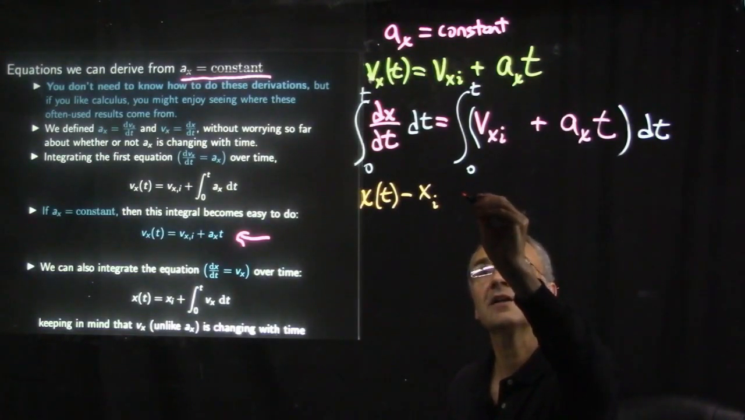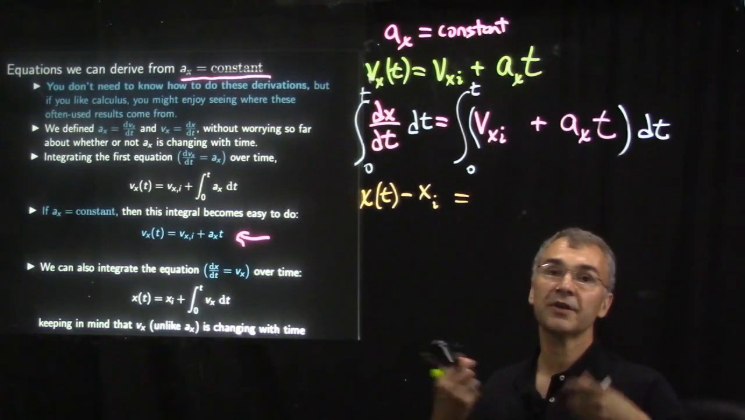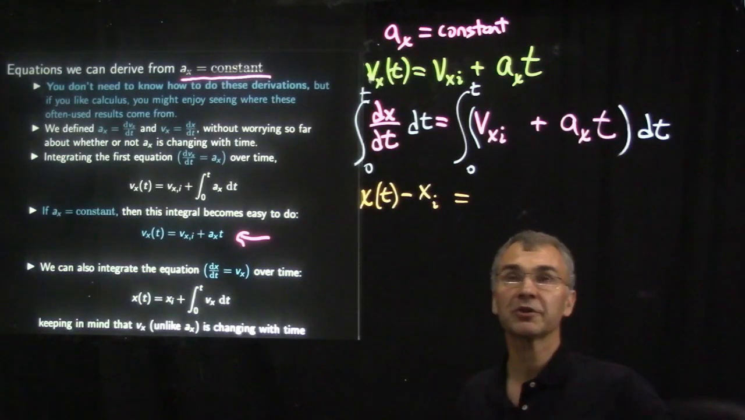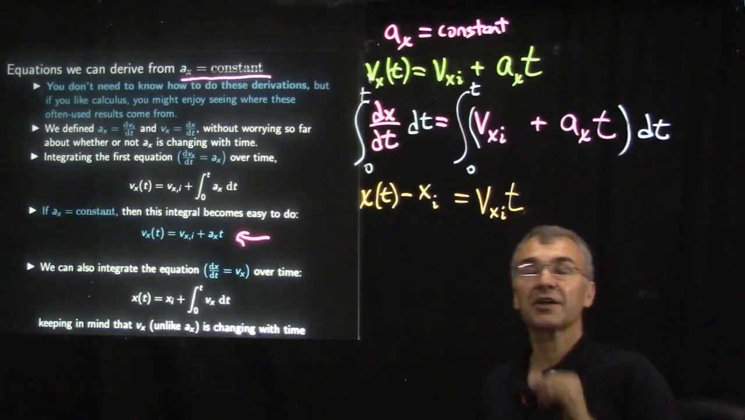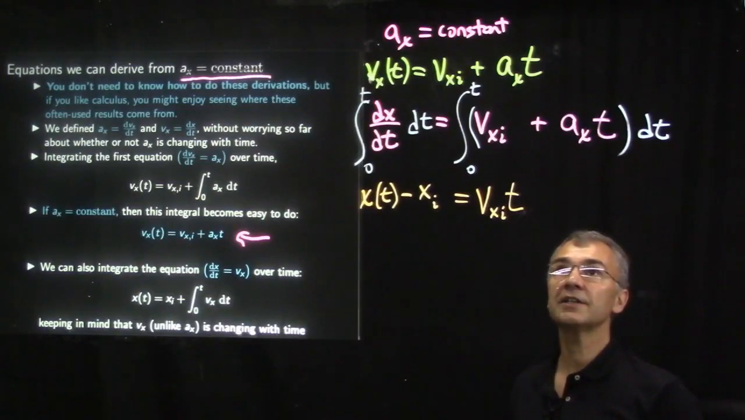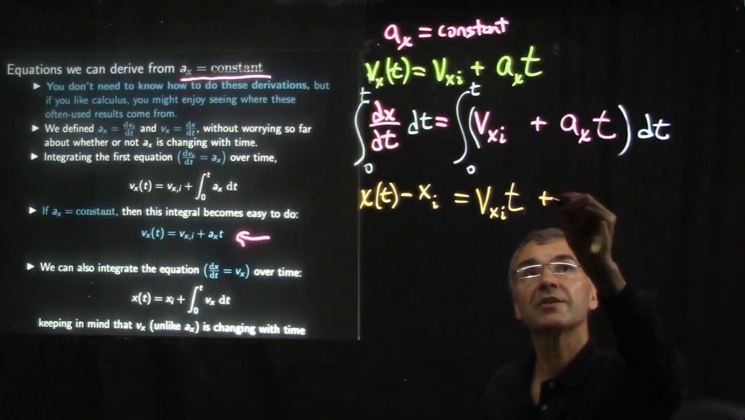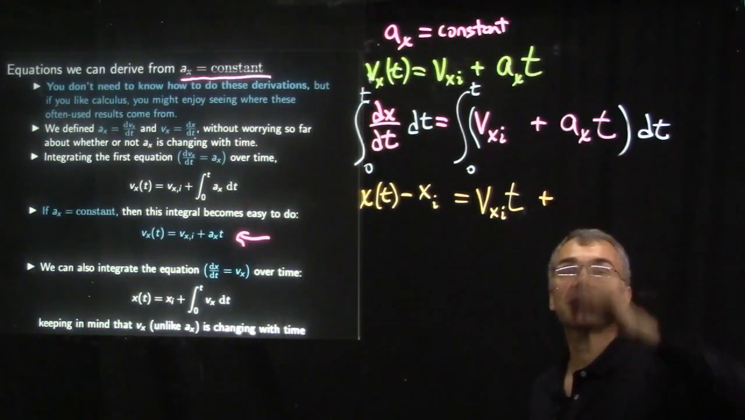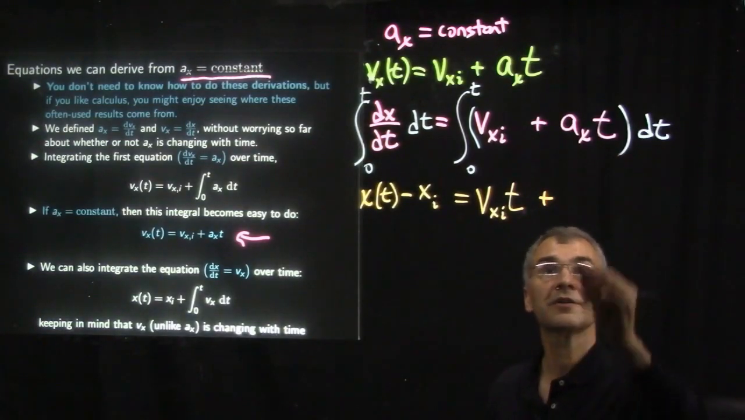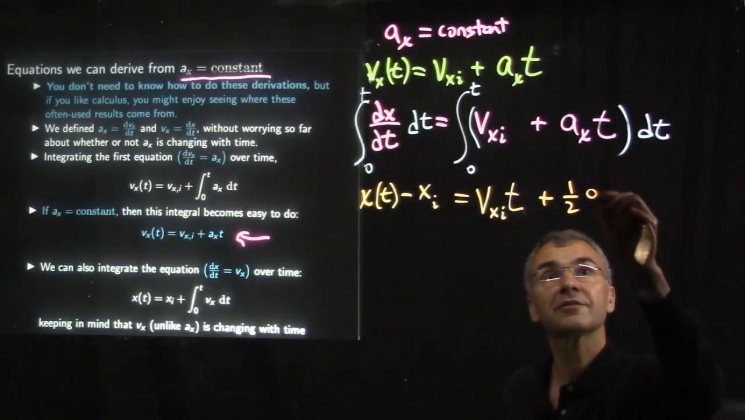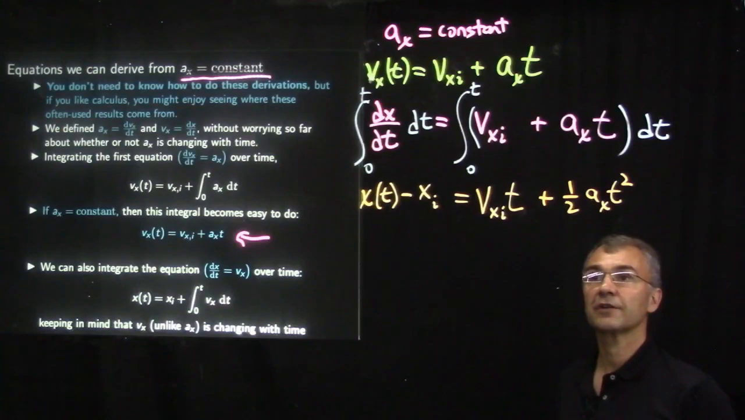And then over here, this is just a constant. So when you integrate a constant, you just multiply by the variable you're integrating by. So this is vx initial times t. And this is a constant times t. So if you integrate t, you get 1/2 t squared. So this is 1/2 a sub x t squared.